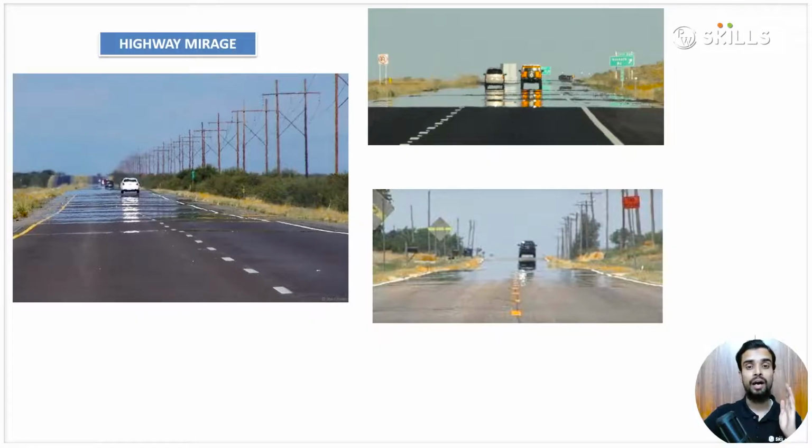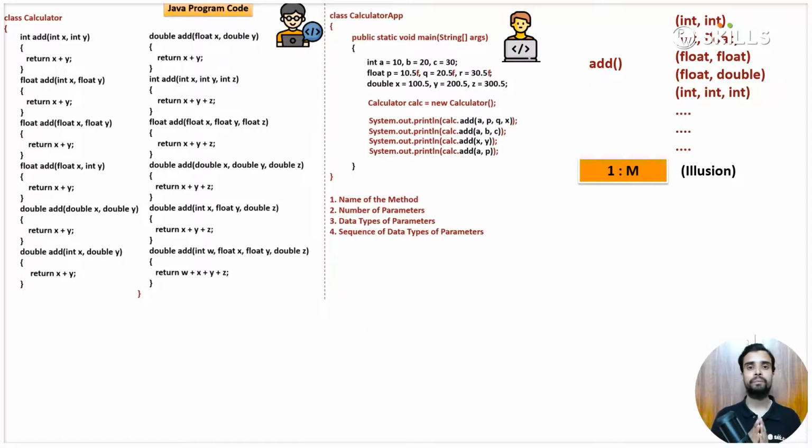Coming back to our example of method overloading here. Now that we have understood how the second developer has an illusion that there is just one single add method that is able to perform the addition operation for different sets of arguments. In other words, this is just an illusion. This is certainly not the reality. In reality, we know that there are many different add methods performing addition operation for many different sets of parameters.